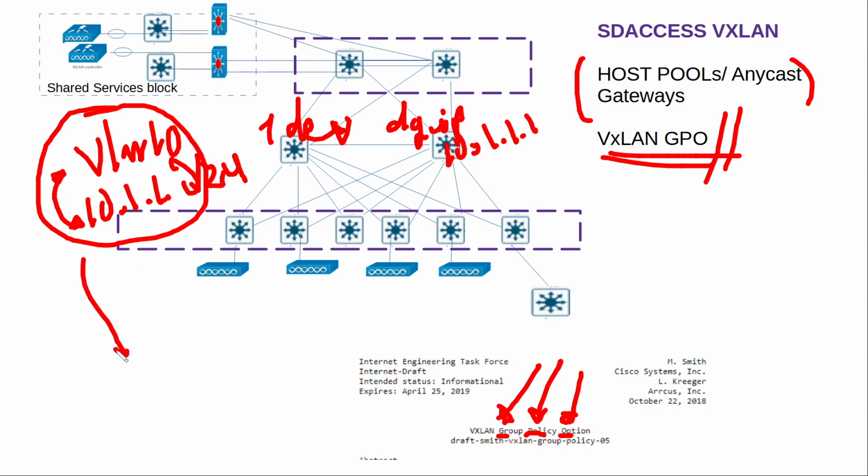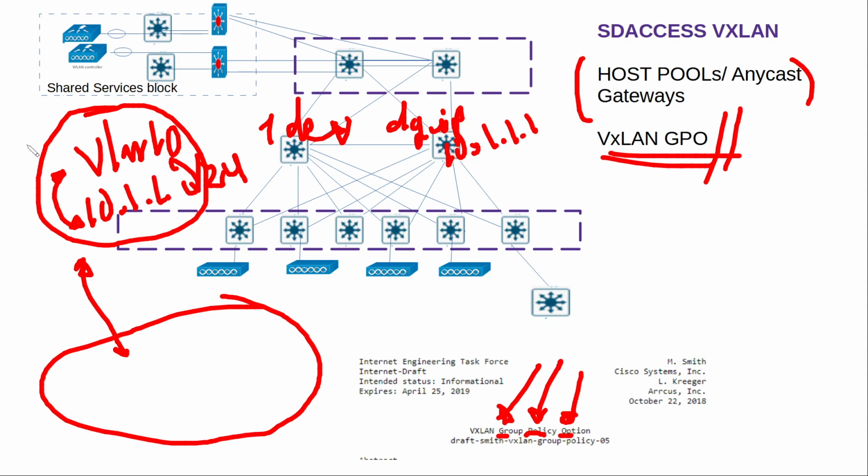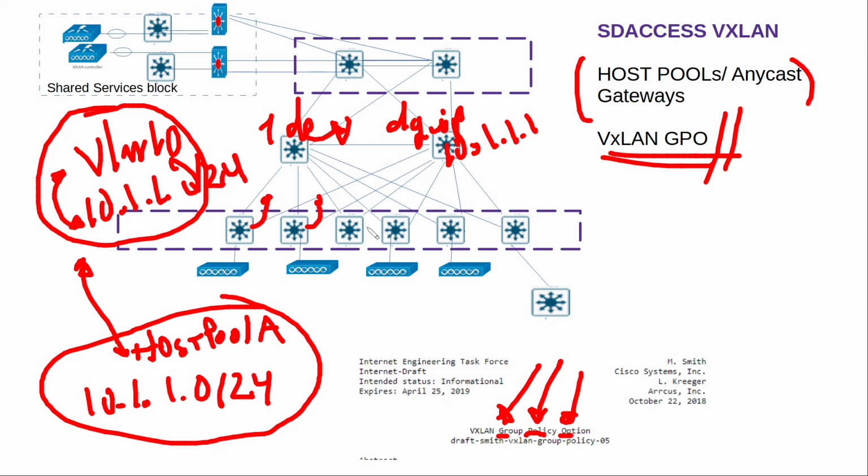So we have something similar in SD-Access. You can think of something similar. There are several similarities between this construct and what we know as host pools. So let's define this host pool A, where we are going to use the subnet 10.1.1.0/24. So in this case, what we're going to set up in our fabric is we are going to choose all the edge nodes that are going to serve this host pool A with the same IP address.